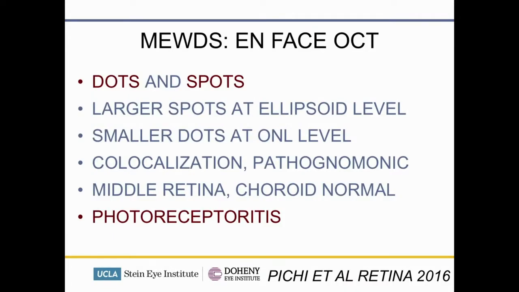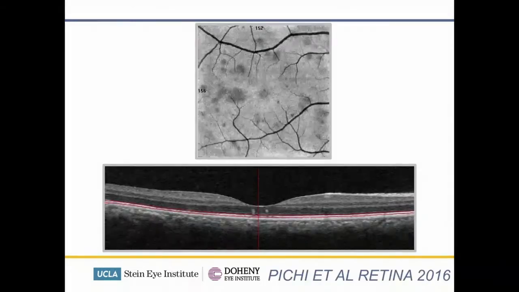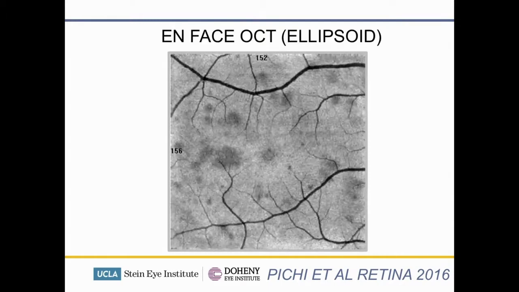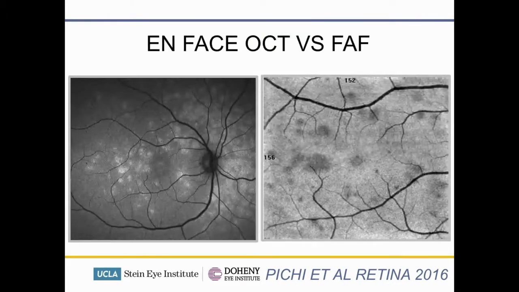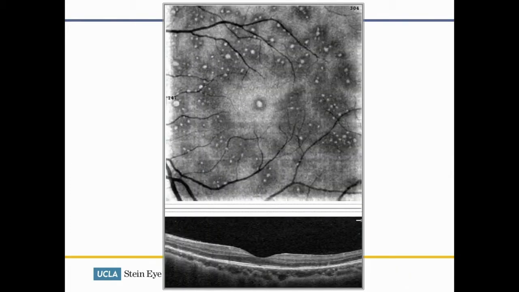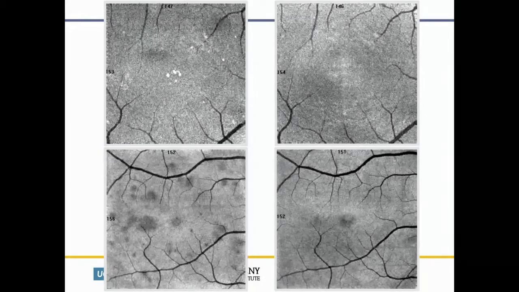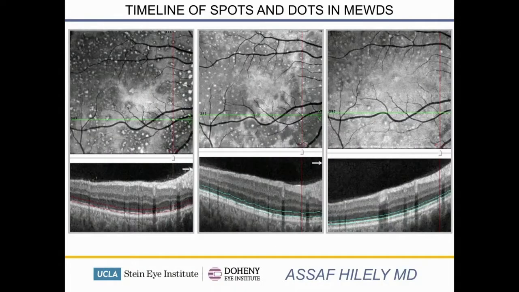We also have used en-face OCT to better understand the spots and dots of MUDES. The larger spots are co-localized at the level of the ellipsoid and are the result of ellipsoid zone disruption. These also co-localize beautifully with the characteristic hyperautofluorescent spots you see with fundus autofluorescence imaging. The dots are hyperreflective and overlie the spots. And in fact, both resolve after a period of 3 weeks.